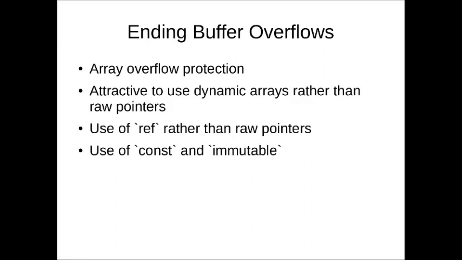Fortunately, D has had buffer overflow protection designed in from the start. In particular, it encourages dynamic arrays rather than raw pointers, as dynamic arrays can do runtime array bounds checking. The use of ref arguments helps as well by not allowing arithmetic on the pointer. Constant and immutable help by not allowing writing through pointers, reducing the surface area of problems.